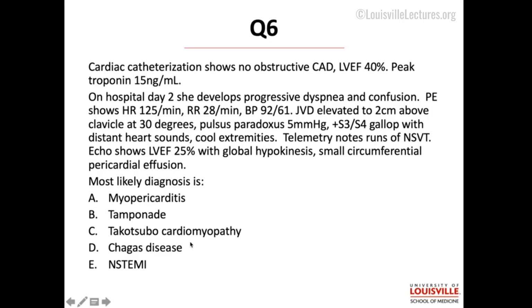Chagas disease would not present like this. An NSTEMI, possible, but her cardiac catheterization shows no obstructive coronary artery disease. And this term, NSTEMI, should be reserved in this case for using it when you're talking about plaque rupture MI. So really your best answer here is that myopericarditis.